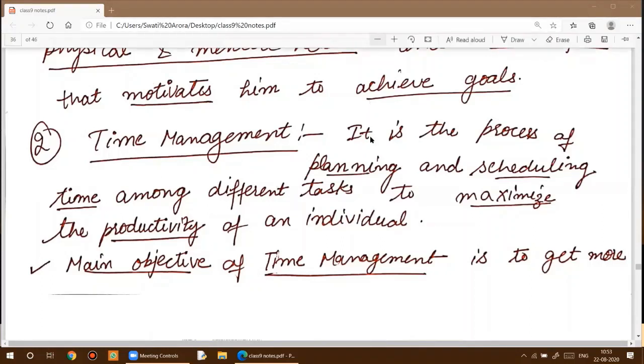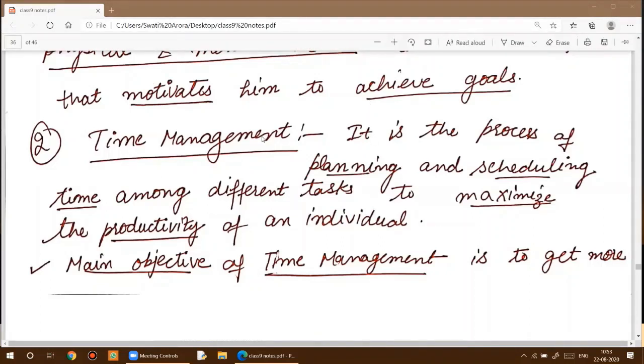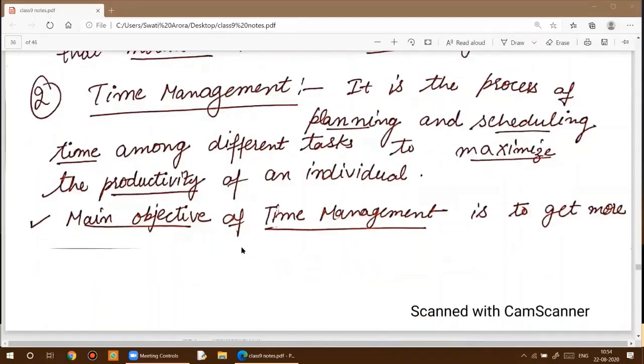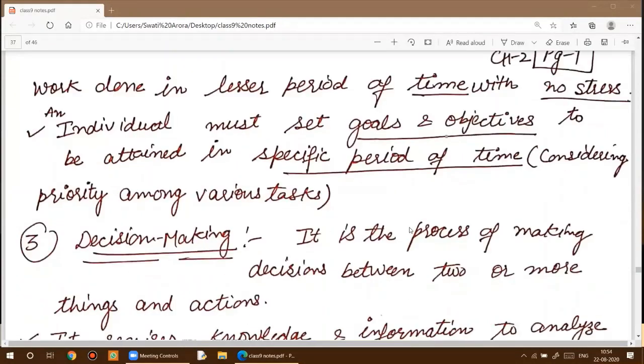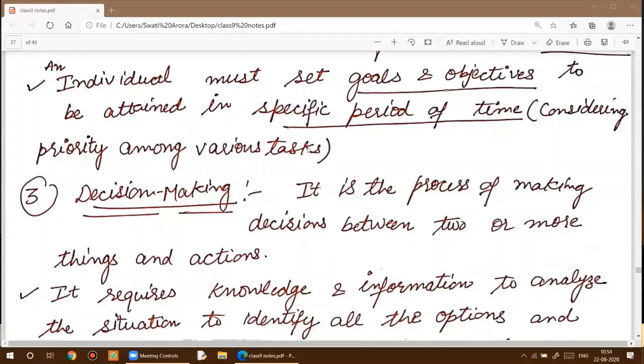If you are planning for a week, then you should plan for each hour. In this hour, I'll do this. In this hour, I'll do this. Set your short targets. For that, you need to prepare a timetable and stick to that. Definitely, you will feel that you are maximizing your productivity and you are getting so much out of it. So a timetable will help you to reduce your stress, and it will help you to attain your goals and objectives also.